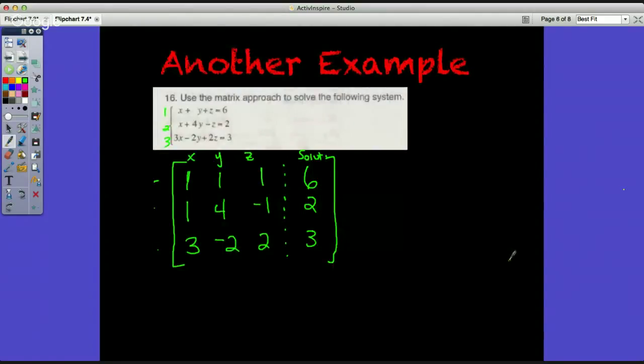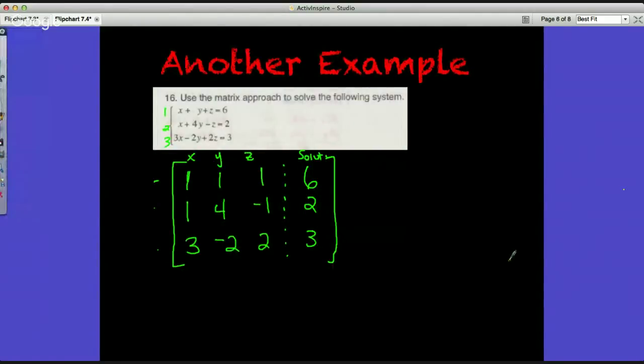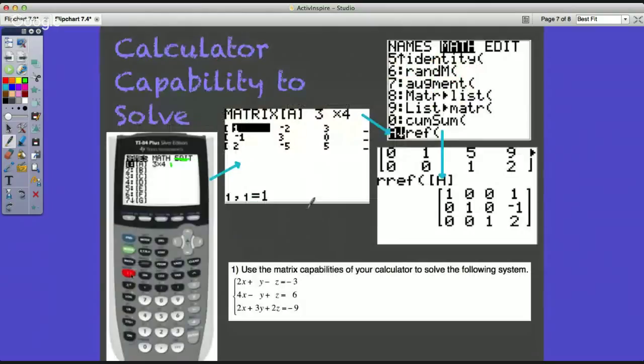Again, I'm going to go back here so I can see it. On my calculator, I'm going to push 1, enter, and it actually goes across. So 1, 1, 1, and 6. Then I'm just plugging in the coefficients in front of the variables. We got that there: 3, negative 2, 2, and 3. Excellent.